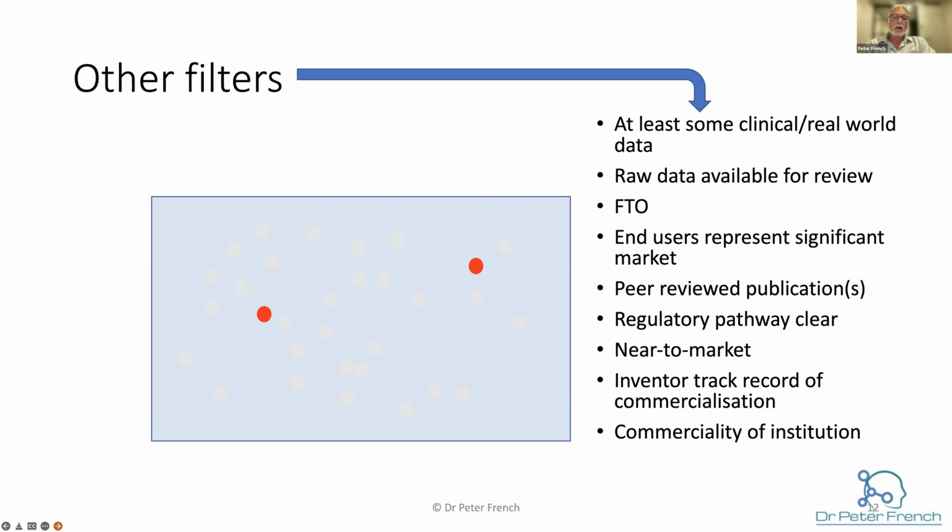Does the inventor have a track record of commercialization? And does the institution have a track record? So all these things meant that it narrowed down to 2 candidates, of which both were licensed in and are being worked on today. So these are things that are further down the track.